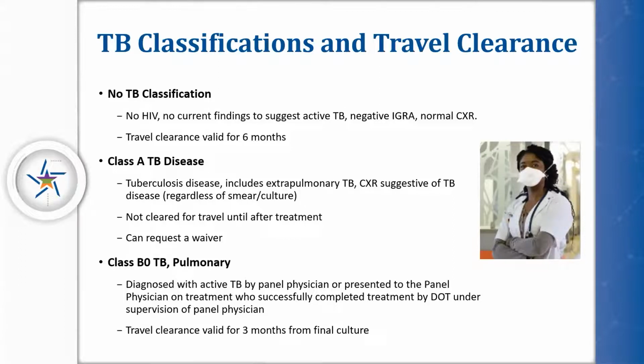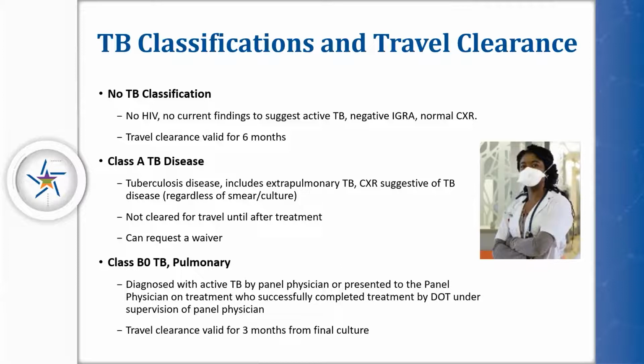So again, the IGRA is only a requirement for children that are 2 to 14, but that's where the negative IGRA is there. But if you have an adult and for some reason they had an IGRA and it's negative, with a normal chest x-ray, then they get a classification of no TB classification, and their travel clearance is valid for up to 6 months. If they do not travel within the 6 months, then they have to repeat the evaluation just to make sure that nothing new has happened.